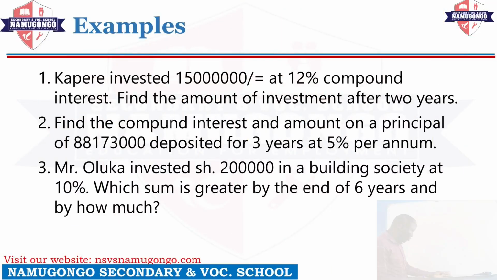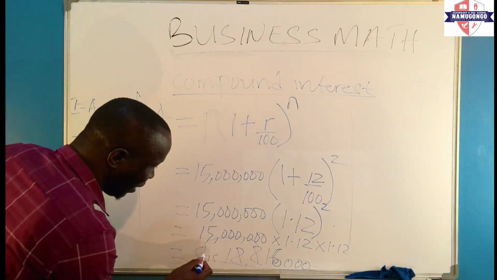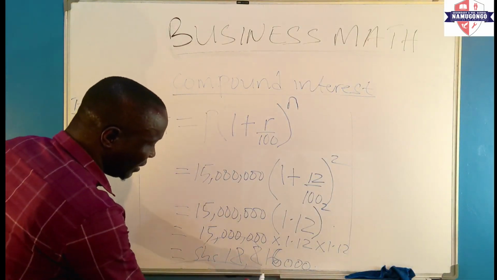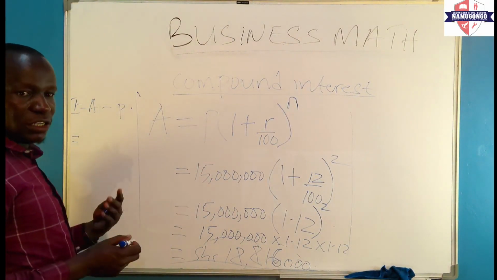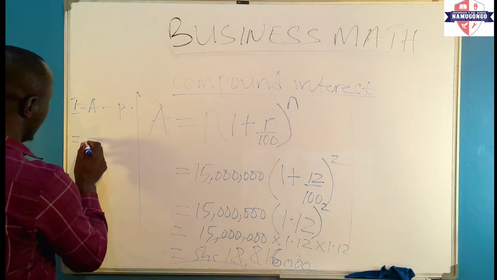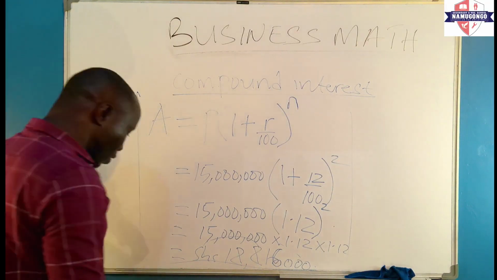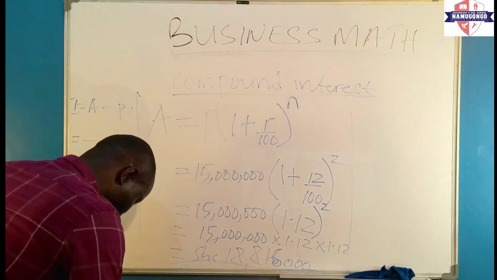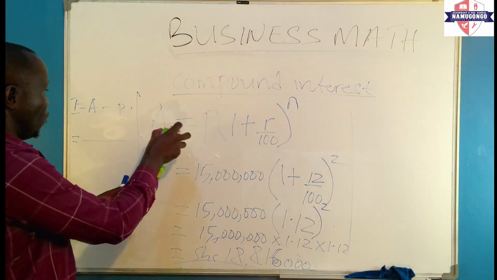But if you want to calculate your interest here, you say interest is going to be equal to amount minus principal. So you get this amount of 18,816,000 shillings minus the principal of 15 million shillings. So what you will get will be your interest of the investment. So we are going to look at our second question and see how we can handle it. Hope you are following.